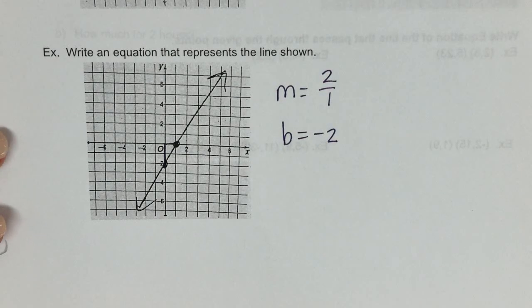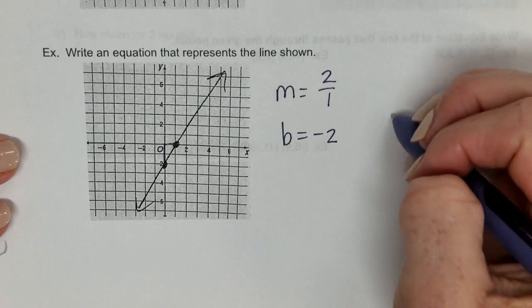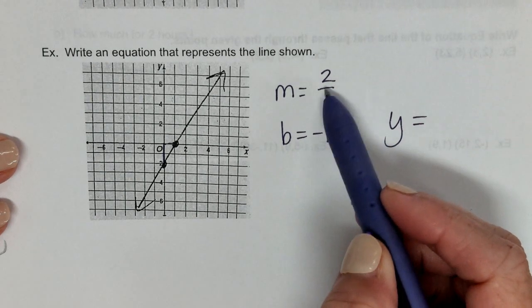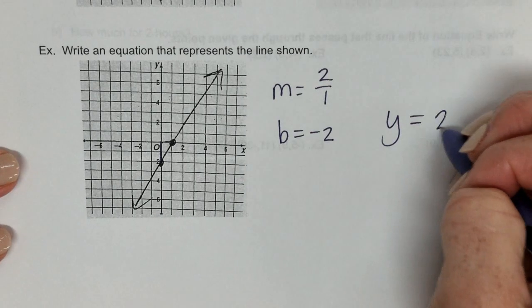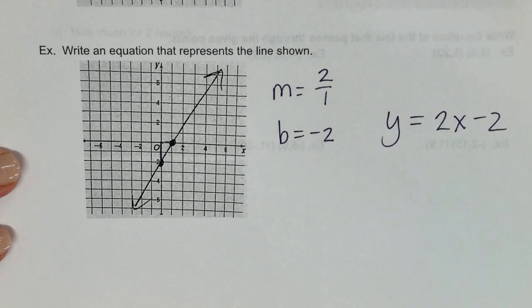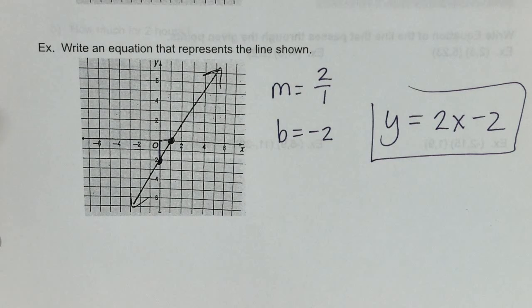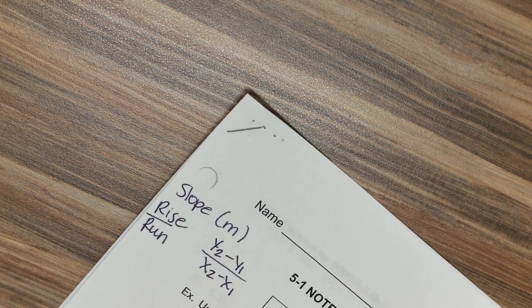Did everybody put -2 for the y-intercept? Good. So my equation is y equals, I would simplify this. It is 2 over 1 for my rise and run, but 2 divided by 1 simplifies to 2, and it becomes 2x minus 2. Super easy, yes? Are we okay? All right, let's go to the next page.